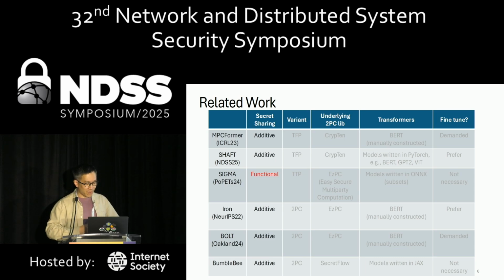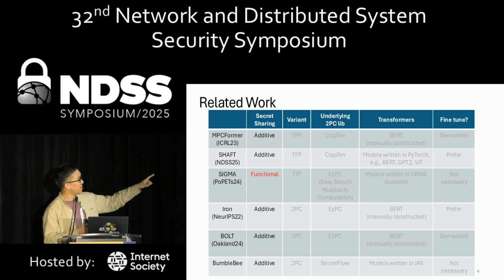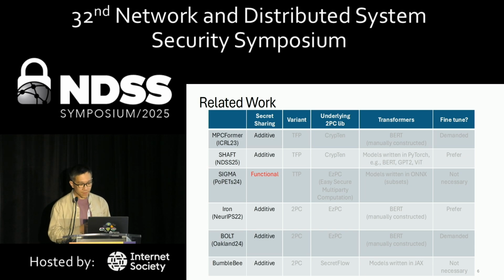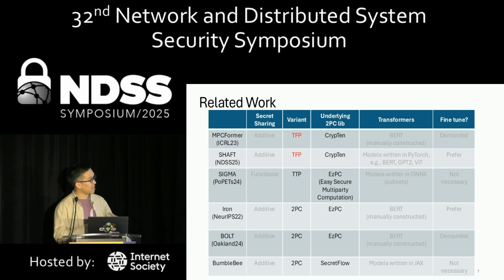And it is very active research. There are many related approaches in recent years, and most of them are based on additive secret sharing, except Sigma, which uses function secret sharing. They use different 2PC libraries, and it leads to different security models. Some of them are under the TFP, the trusted first-party assumption, and some of them are under the TTP assumption, and others are just in the pure two-party setting.